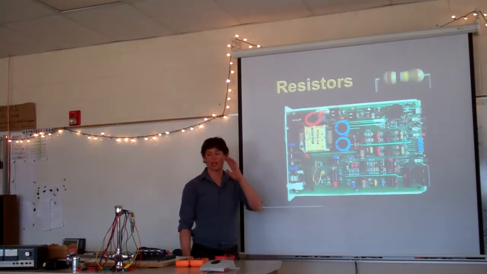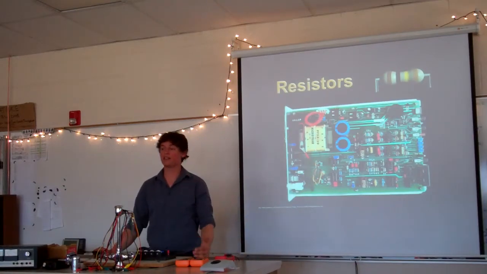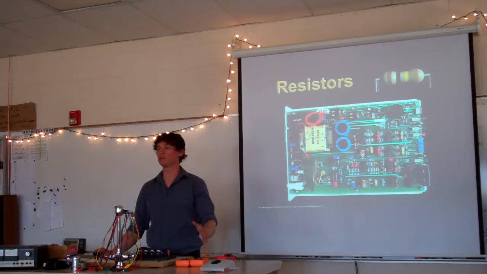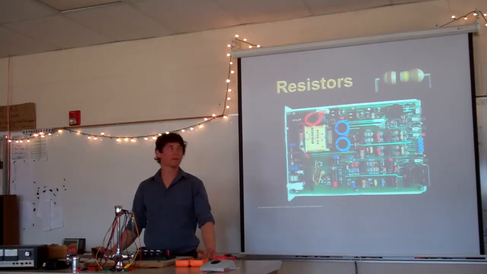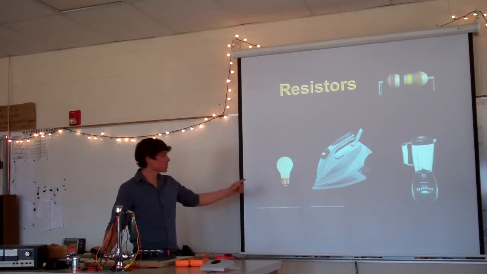Most of them. Now resistors decide how much current is going to flow. They're like little gates. Some gates let a lot of current through, some gates let just a little bit of current through. These are resistors too.